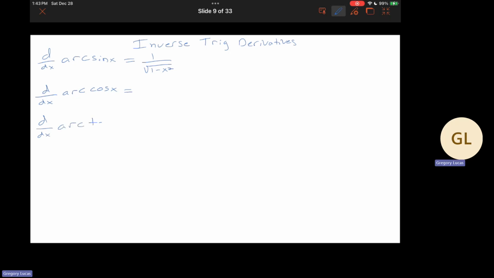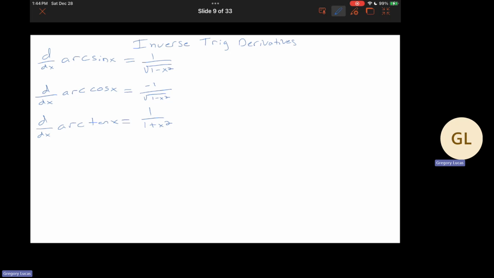So if we do tangent, we get the derivative of arc tan of x is equal to 1 over 1 plus x squared. So sometimes it's written as x squared plus 1. But it doesn't matter. It's 1 plus, and then for arctan, there's no square root for this one. So any ideas of what arc cosine might be? So it's almost the same thing, but it's minus 1 over the square root of 1 minus x squared.